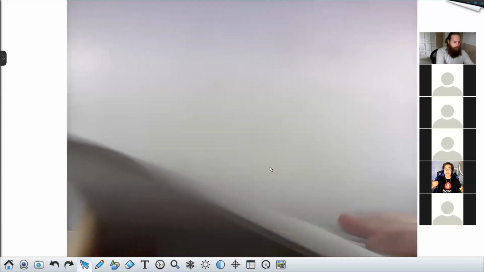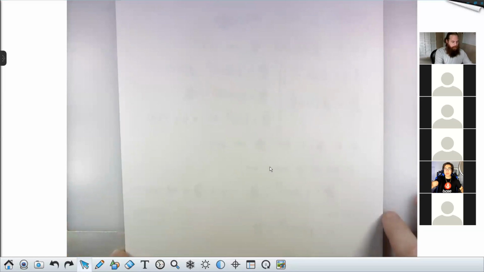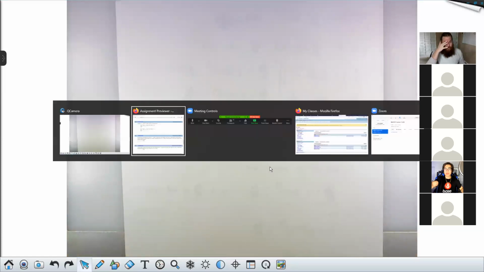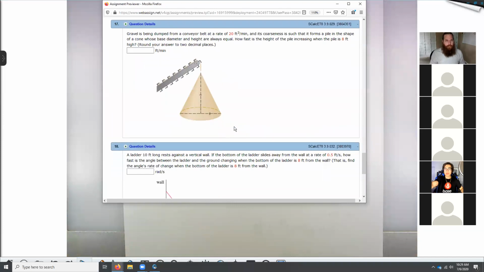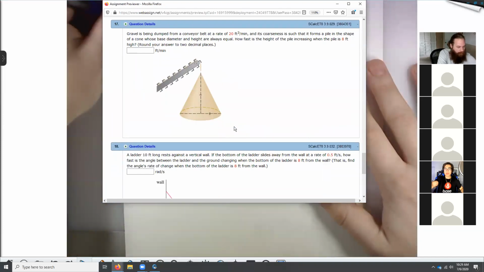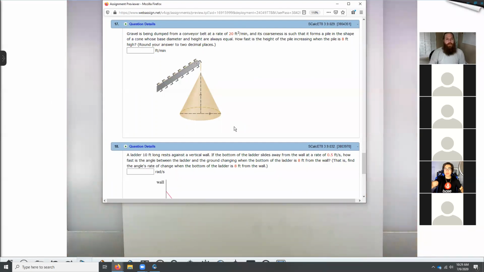The last one that we wanted to look at from the homework before talking about the new stuff is number 17. So let's take a look at it. This is homework 7, number 17. So basically what you have here is this big cone. And we're told that the frame for this cone is an equilateral triangle. Is it equilateral? Or just isosceles? The diameter and height are always equal. Okay, how fast is the height of the pile increasing when the pile is 8 feet high?